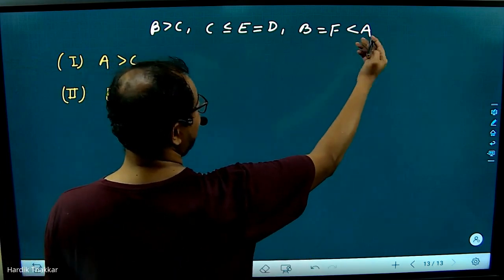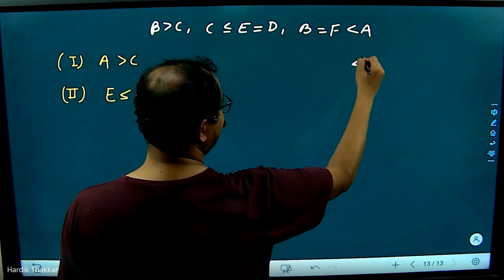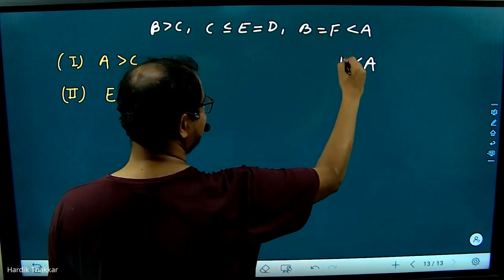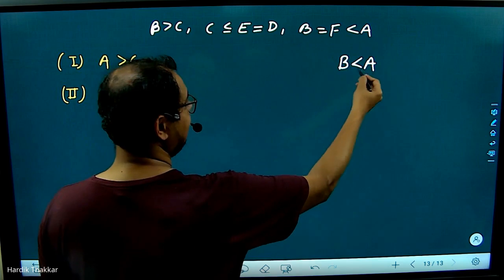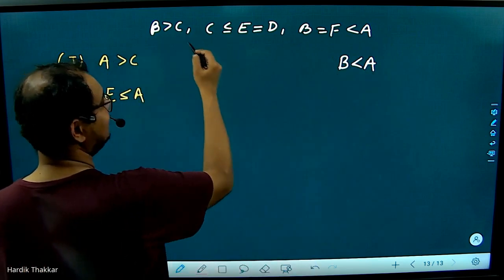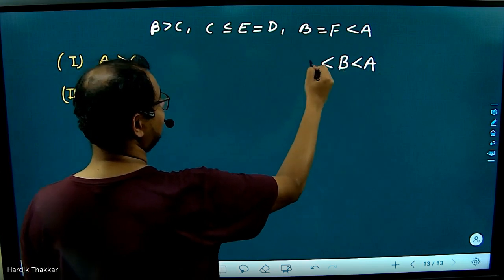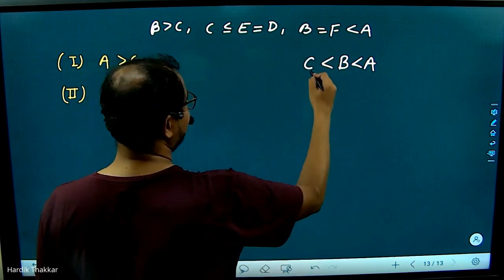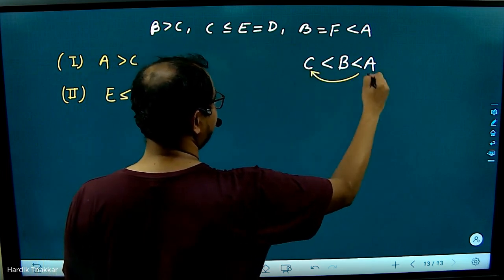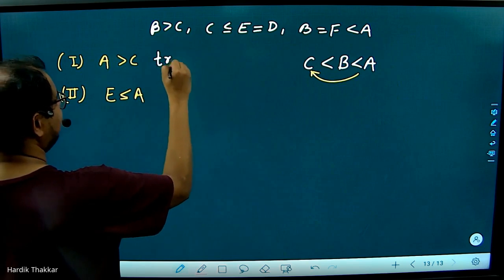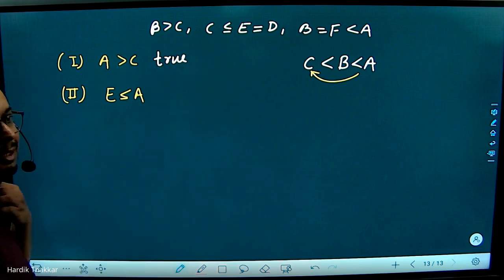Okay. So here A is greater than F and F is equal to B. So we can replace this F with B. So indirectly A is greater than B. Okay. Now B is greater than C. So we can write B is greater than C. Okay. So here it clearly says that A is greater than C. So this first conclusion is true. Okay, is it clear?